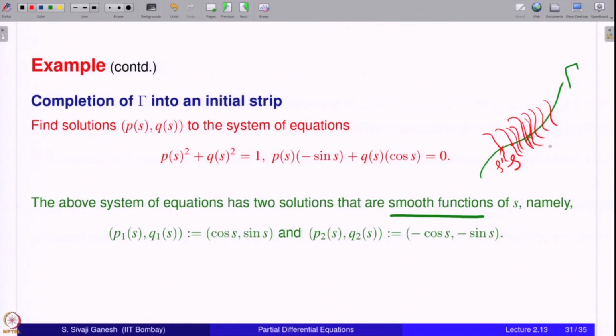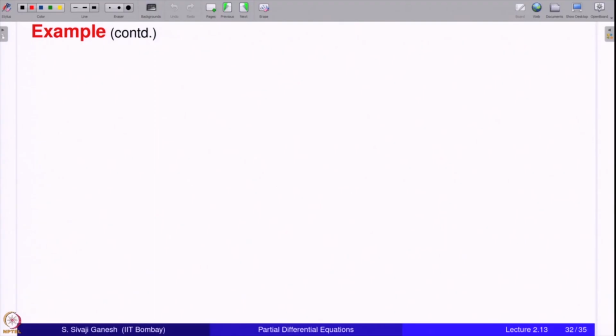That is why F, G, H we assume C1 functions. So, here we need to assume Ps, Qs also smooth functions, otherwise we do not expect. So, that is why there are two choices for smooth functions. So, P1s, Q1s is cos s, sin s, other one is minus cos s, minus sin s. So, smooth is very important. So, there are only two if you insist on smoothness.